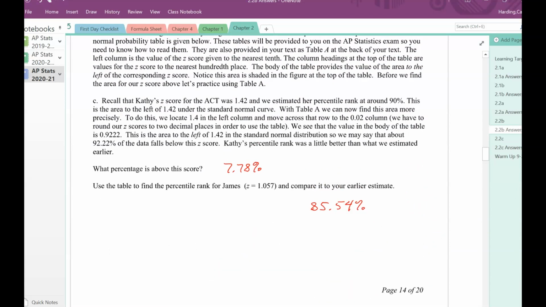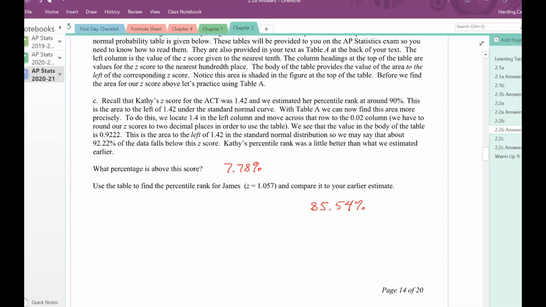You can find the area more precisely. You can see the value in the body of the table is 0.9222. This is the area to the left. So Kathy's percentile rank is actually a little bit better than what you might have estimated before. She is in about the 92nd percentile.